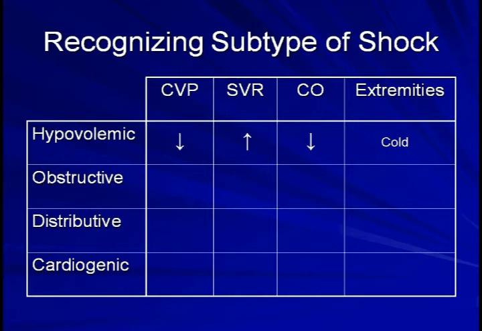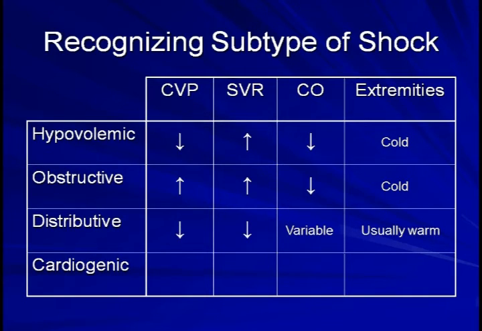Next, obstructive shock. CVP is high because of backup in pressure as central venous blood meets a physical obstruction to flow within the cardiopulmonary systems. SVR is elevated for the same reason as in hypovolemic shock. Cardiac output is low because of low preload in the left ventricle. Finally, the extremities are cool.